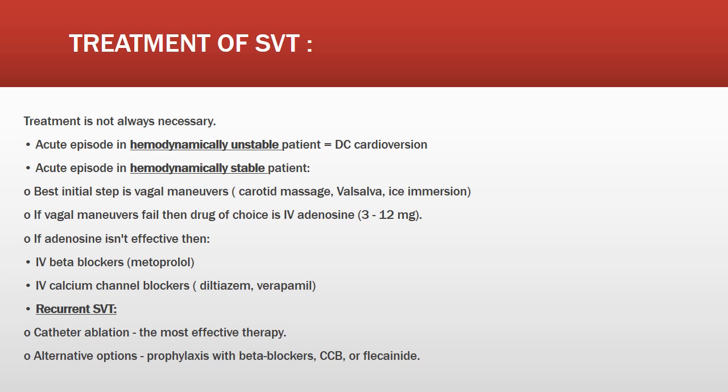Recurrent SVT requires catheter ablation, which is the most effective therapy. So we will ablate the accessory pathway or recurrent re-entry circuits. Alternative options include prophylaxis with beta blocker, calcium channel blocker, or flecainide.